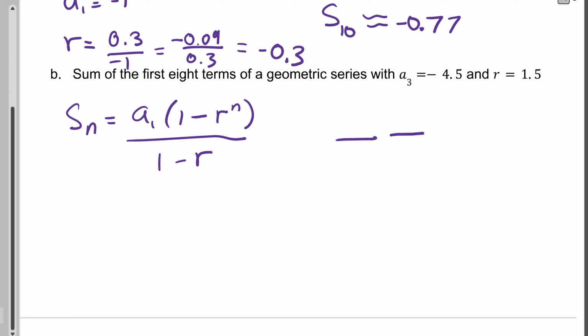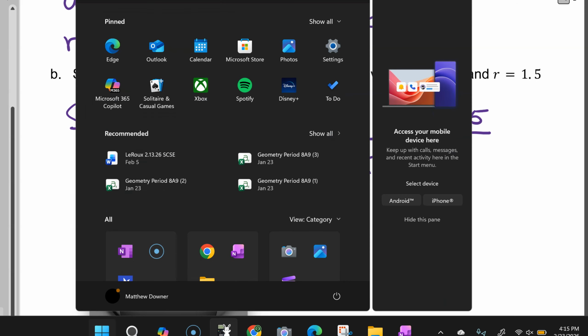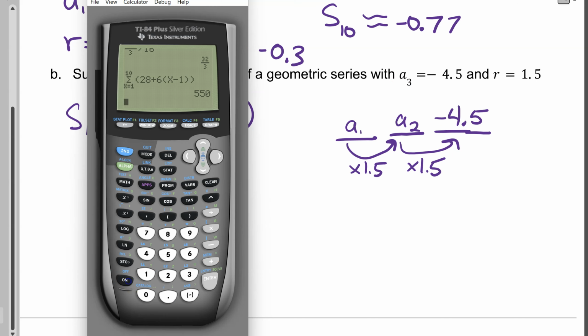Because if we think about how a geometric sequence is set up, where this is my first term, this is my second term, this is my third term. To get from my second term to my third term, I'd multiply by 1.5, right? Same deal from my first term to my second term. So if I wanted to reverse that process, I could simply divide by 1.5 twice. So if I want to figure out what my first term is, super easy to do that.